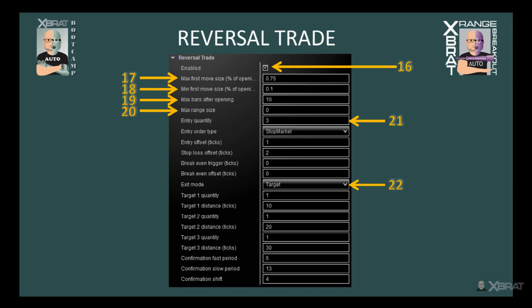And the next module, continuation trade. So this will be the only enabled module on that chart if you want to look for reversals. It's the strategy that you're looking for.